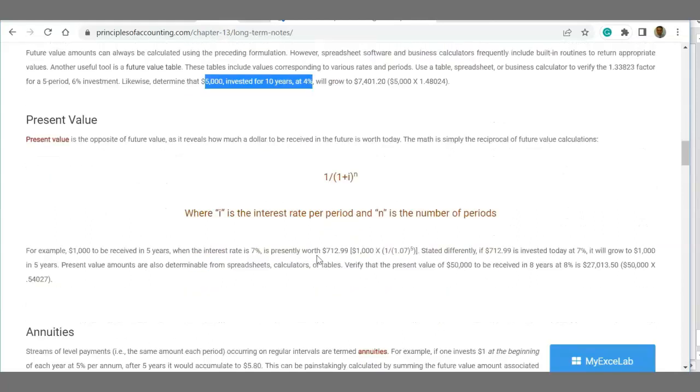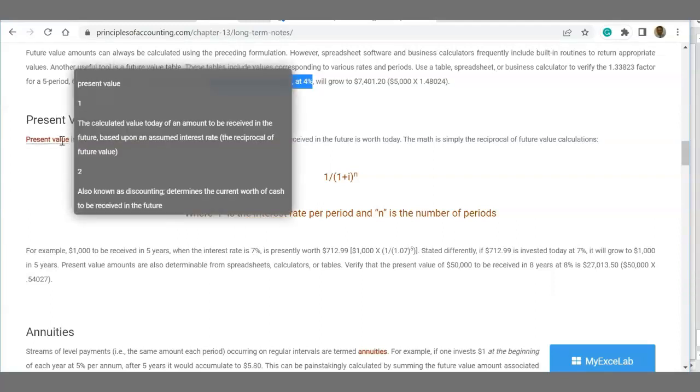However, in regards to bonds, we are looking not in future, but we are looking at the present value of that bond. How much a bond will have a value today, present value. So present value is a calculated value today of the amount received in the future based upon an assumed interest rate, also known as discounting, and determines the current worth of cash to be received in the future.